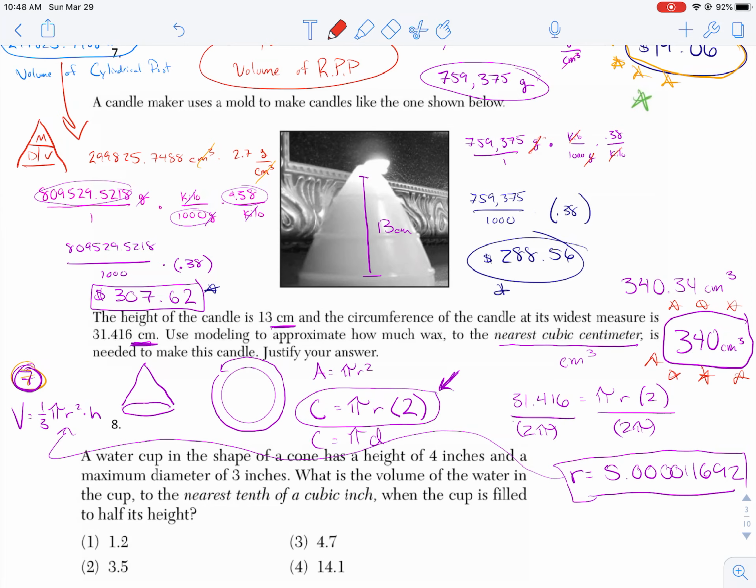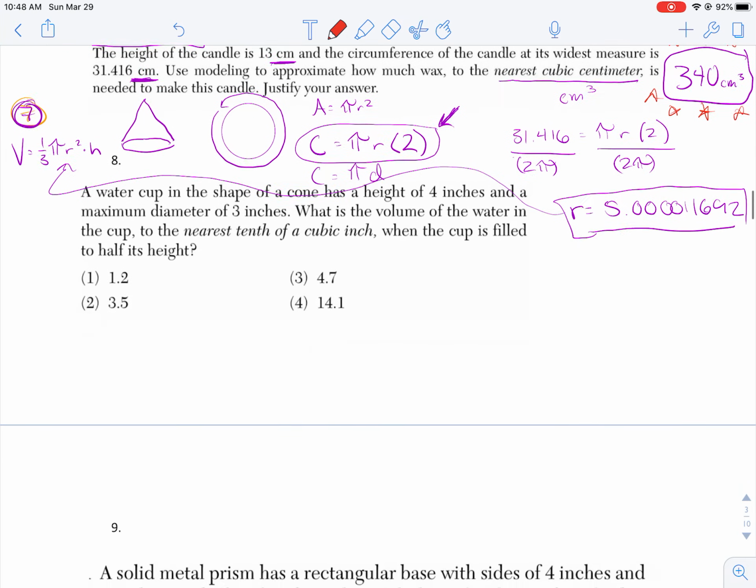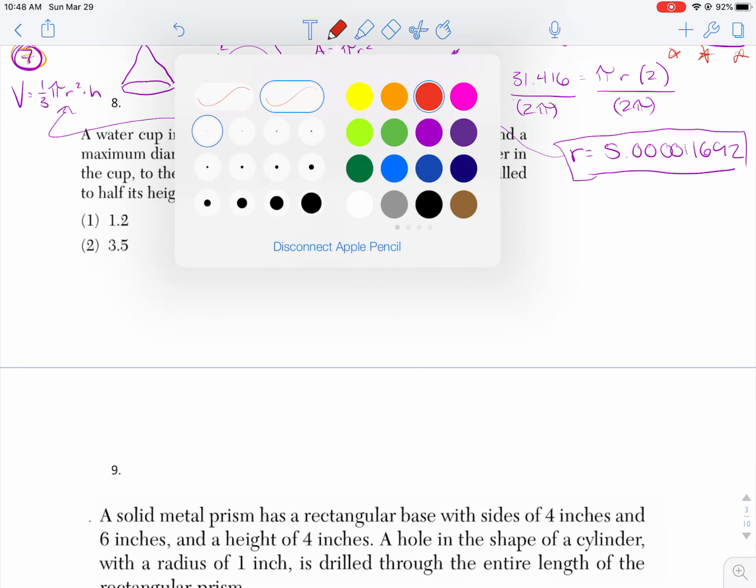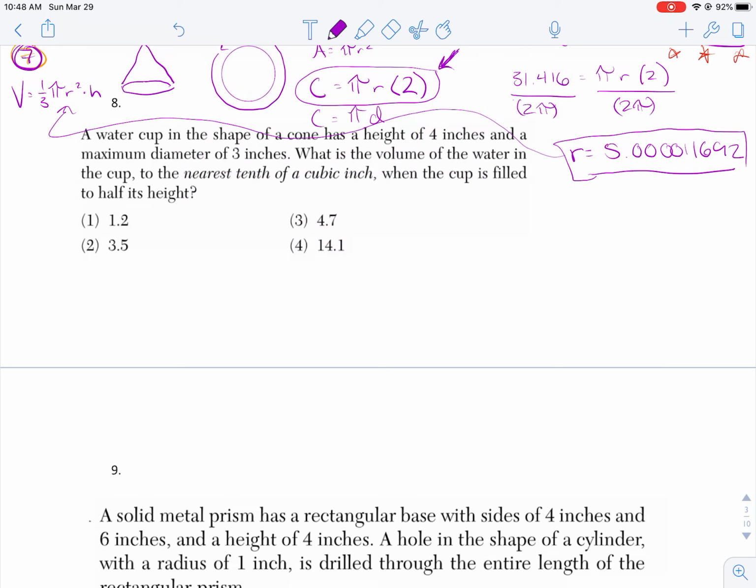Not as bad as number 6, I would say. Just a little tedious work in the sense that we had to find our radius given other formulas. But we got it. All right, let's take a look at number 8.